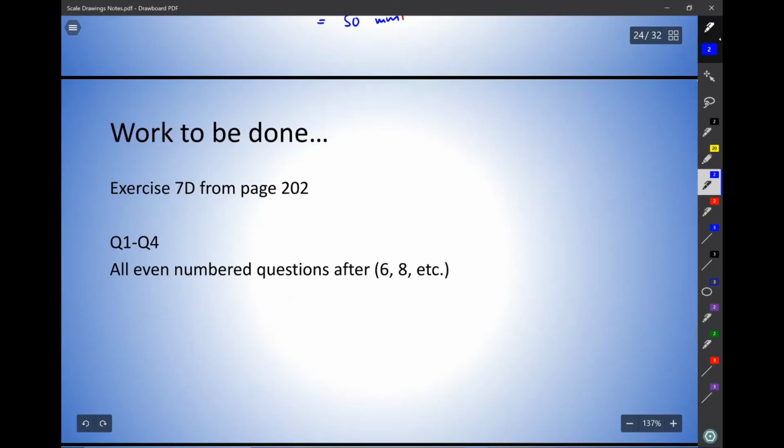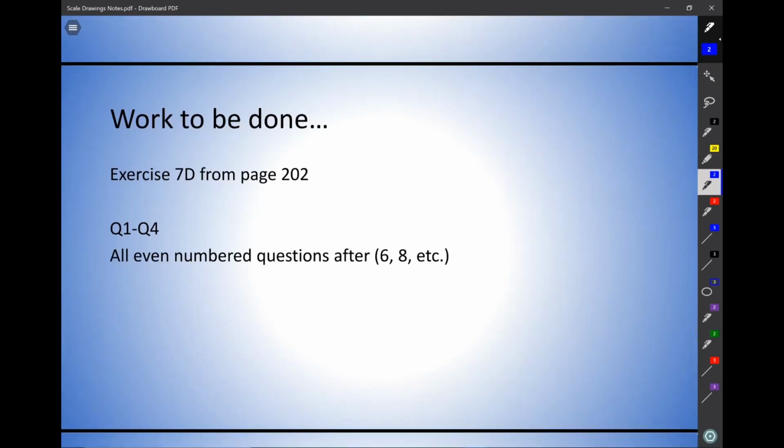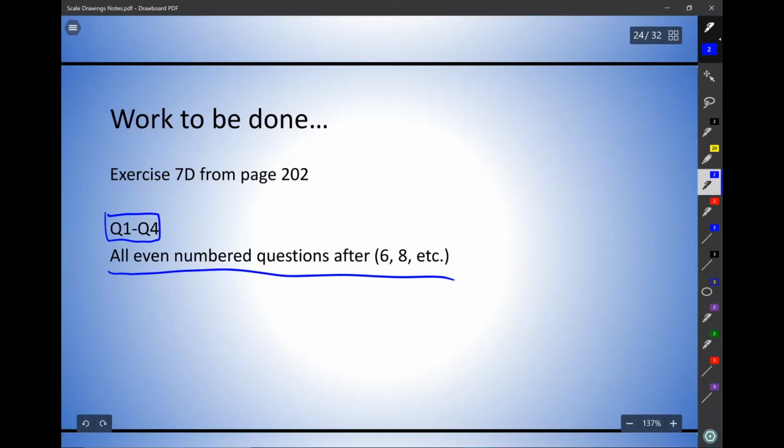Okay, now you guys are going to have a chance to practice this. You're going to do every question 1 to 4, and then after that you'll do the even numbered questions, 6, 8, 10, 12, so on.